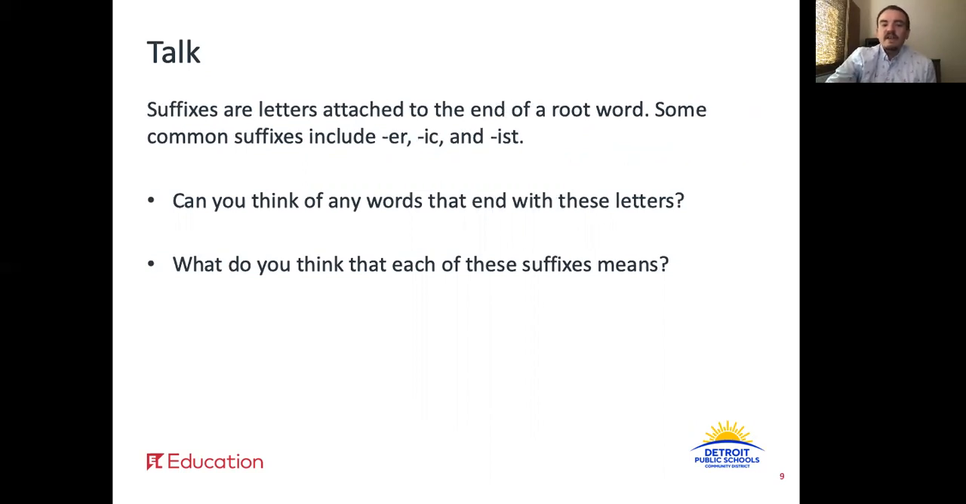Continuing your discussion, suffixes are letters attached to the end of a root word. Some common suffixes include ic and ist. Can you think of any words that end with these letters? What do you think that each of these suffixes means? Go ahead and pause the video here while you discuss.